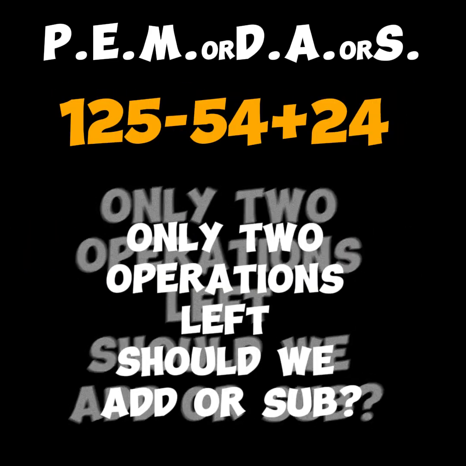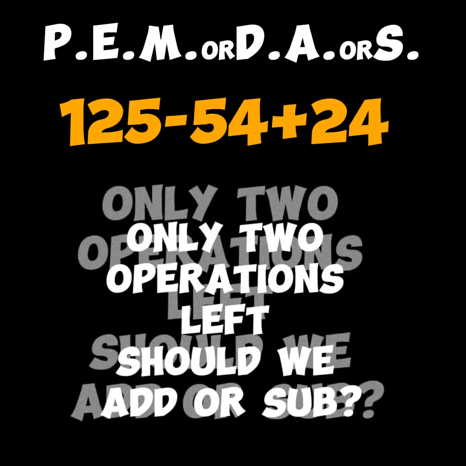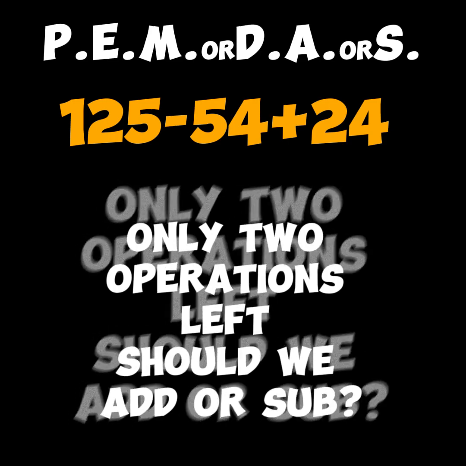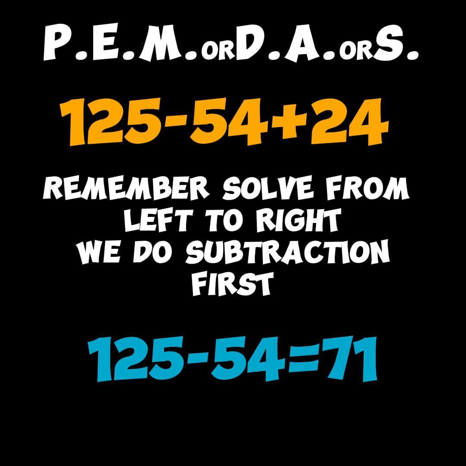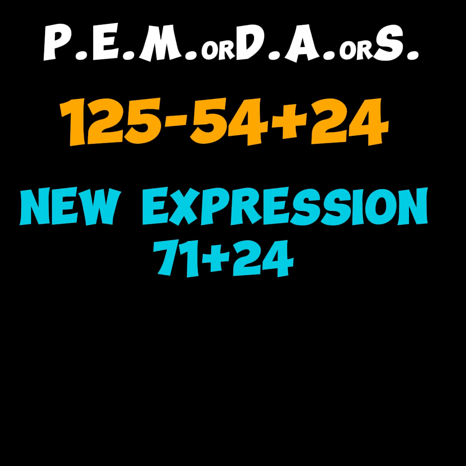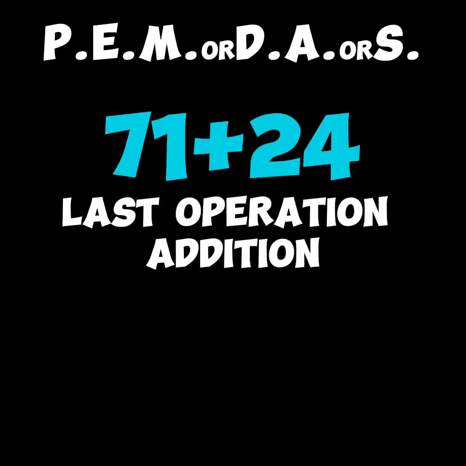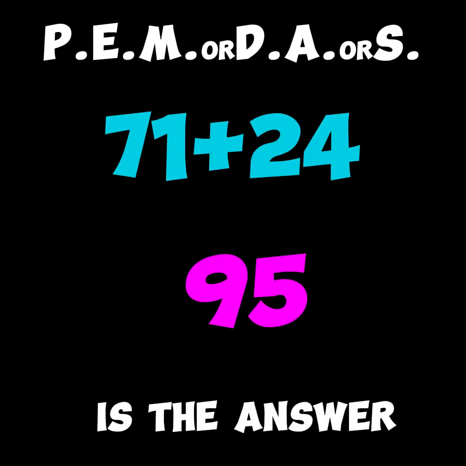Okay, we have two operations left, subtraction and addition. Well, if we are going to go from left to right, subtraction would come first. That's why we have A or S. So now we get 125 minus 54, which is 71. We're left with one operation, which is addition. 71 plus 24 is 95.